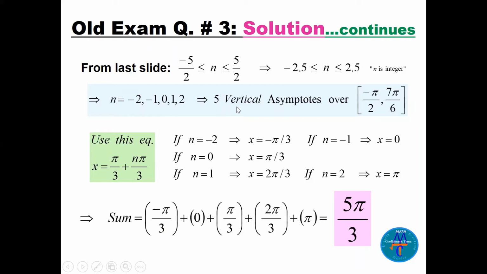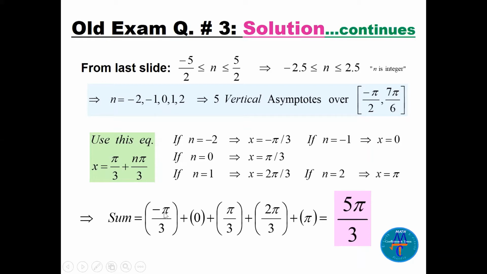So there are 5 vertical asymptotes. If we need the number of the vertical asymptotes, there are 5 between minus pi over 2 and 7 pi over 6. Now let's use the equation of the vertical asymptotes and put in the values of the n's: n minus 2, n minus 1, n 0, n 1, n 2. Then you find 5 verticals.